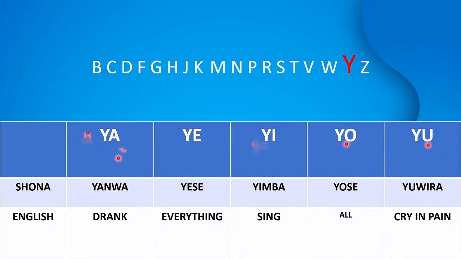Now, sample words that start with this combination. For Ya, we've got Yanwa. That's "drank," like the past tense of drink. If it's the present tense, it's Inwa, that's "drink." So here it's Yanwa, drank.